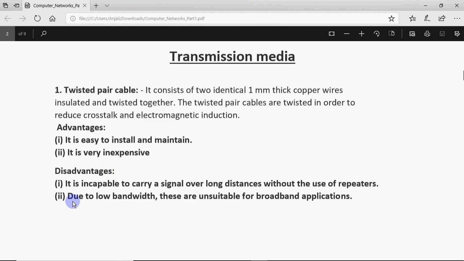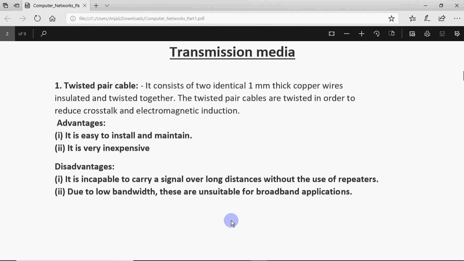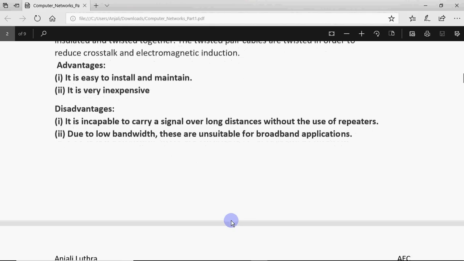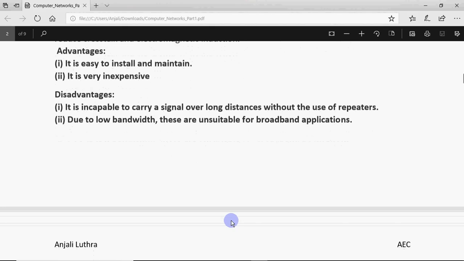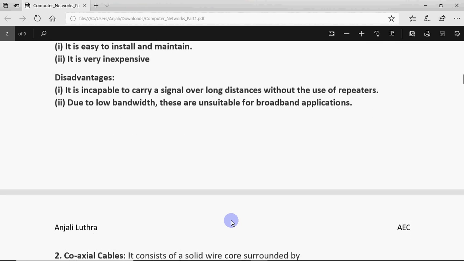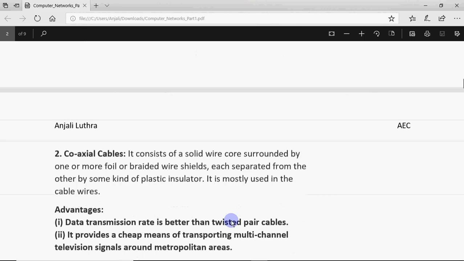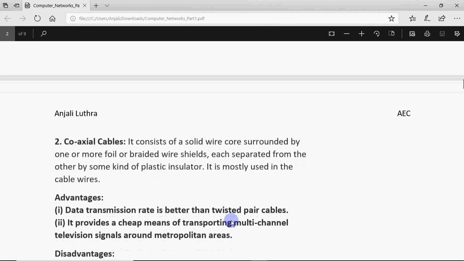So the second disadvantage is due to low bandwidth, these are unsuitable for broadband applications. Bandwidth means the capacity to carry the data, so they cannot carry much data at a time. So they're not useful at the places where we have high bandwidth of data, like your broadband internet connections, where we need high upload and download speed, so it's not suitable for that.